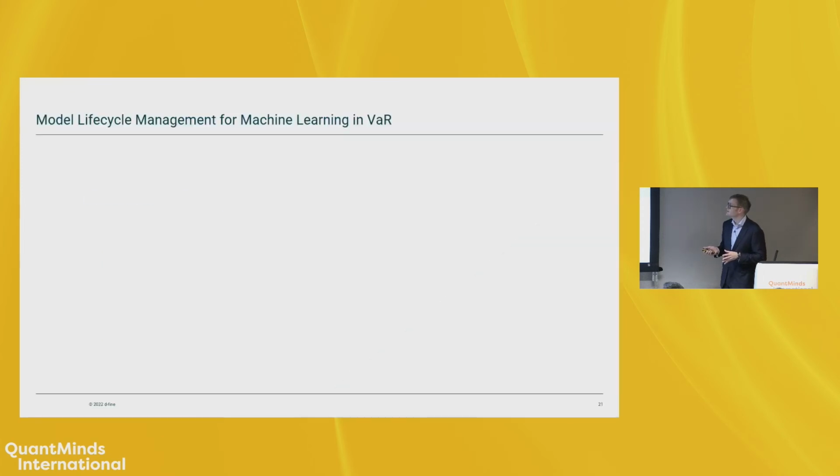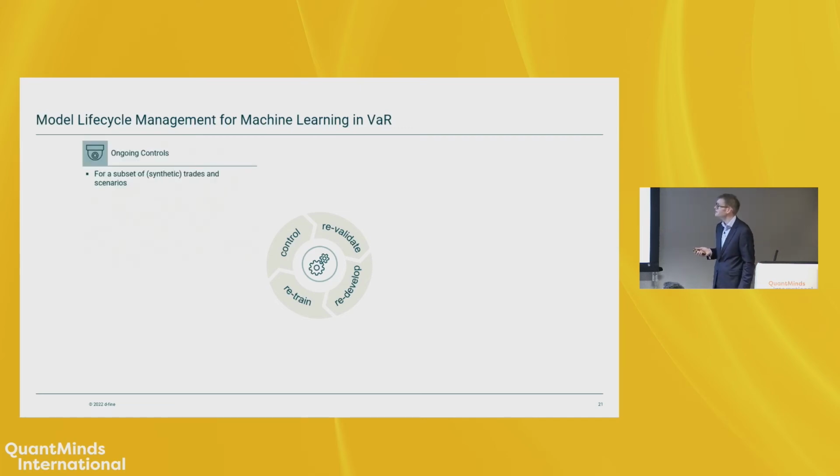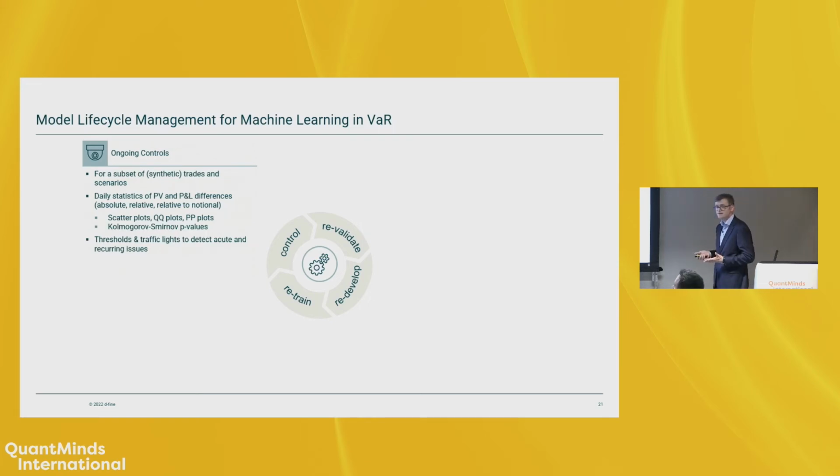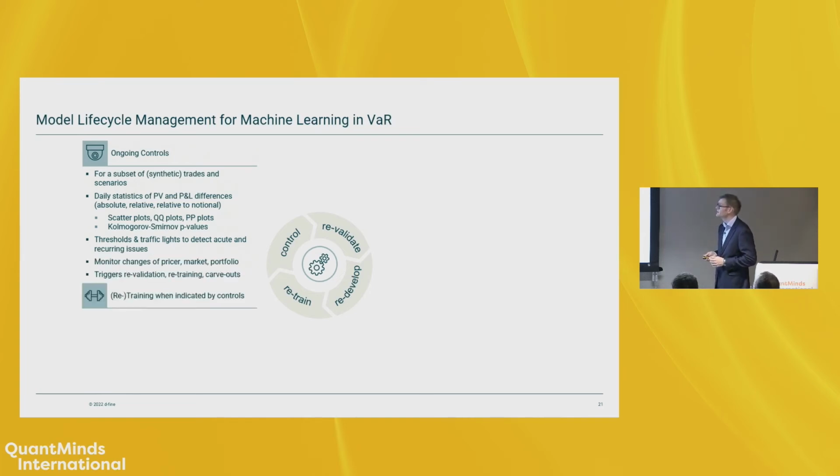Great. So I want to say something about model lifecycle management because it is really crucial for taking all of this live. You need ongoing controls, which may be based, or should be based, on comparisons to the reference pricer on a subset and not on all points, obviously. Otherwise, you don't gain anything. You need to think about what statistics you want to consider, like Kolmogorov-Smirnov statistics. You may want to have some visual things to work with, some plots.